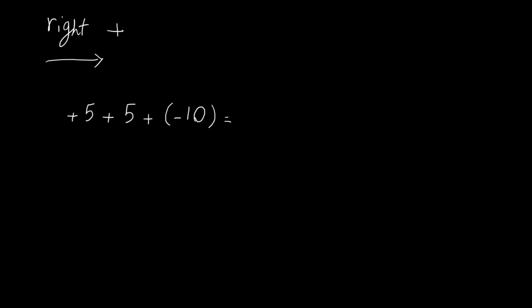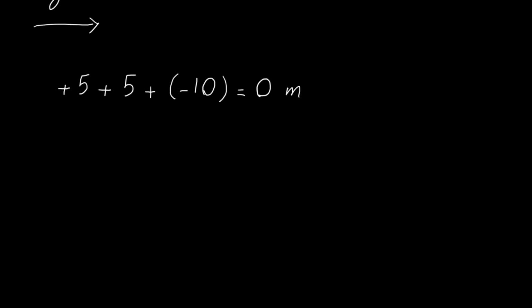Right is my positive. So I show it with this. So it means I travel 5 meters to the right, and then I travel another 5 meters to the right, and then I travel 10 meters to the left. So it means that 10 meters should be negative. So my total displacement actually is 0 meters.